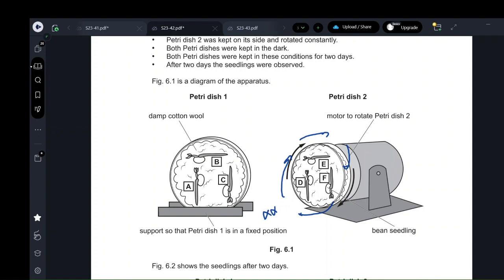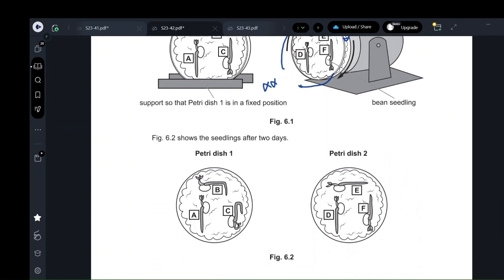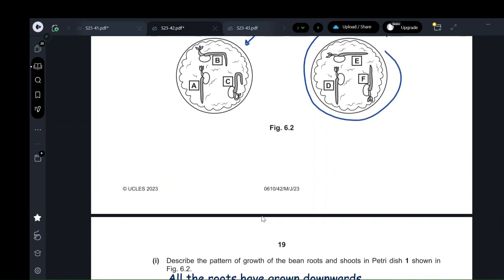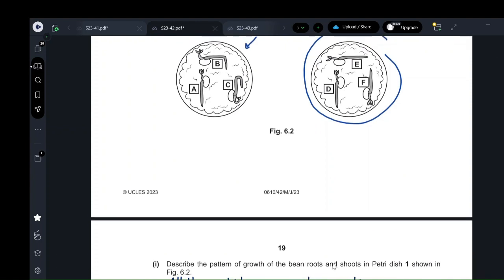Both are kept in the dark. Okay? After 2 days, the seedlings were observed. This is dish 1. This is dish 2. Okay. What happened? Describe the pattern of growth of the roots and the shoots in dish 1.